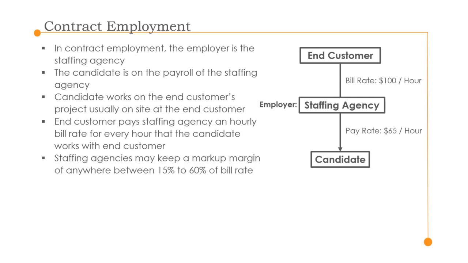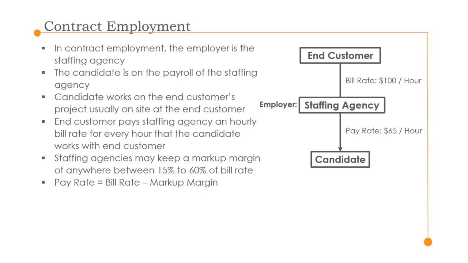Staffing agencies may keep a markup margin of anywhere between 15 to 60% of the bill rate. In simpler words, we can say that the staffing agency may keep a cut of the bill rate. In this example, we see that the staffing agency keeps a markup margin of 35% of the bill rate.